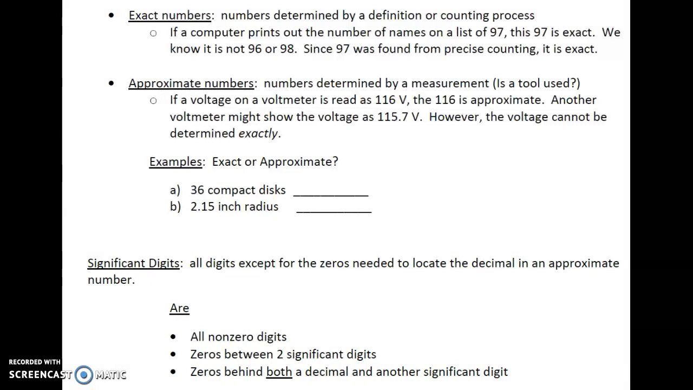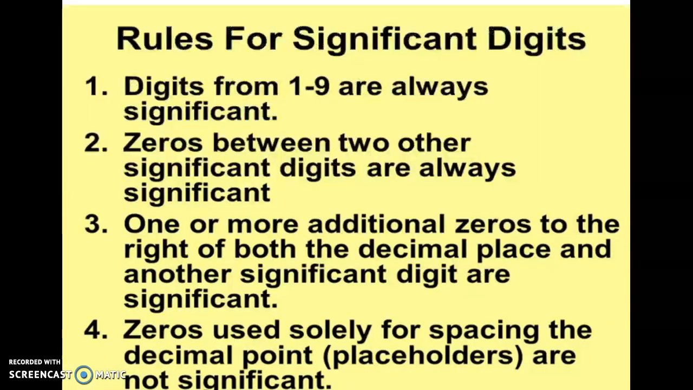Also, significant digits are the digits, except for some zeros, that we need to locate a decimal in an approximate number. So in general, significant digits are non-zeros, unless these zeros are sandwiched in between a significant digit and a decimal place. We can take a look at this slide from our class presentation. It just reviews some of the rules for significant digits.